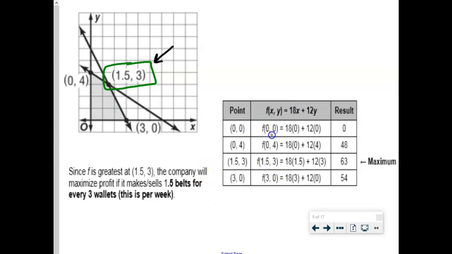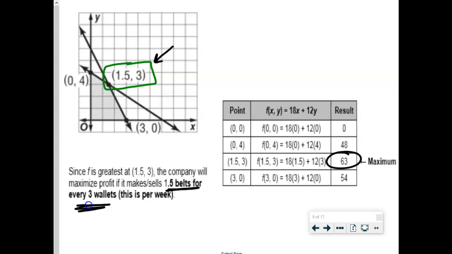Either way, they did the work for you. They found your 4 vertices, they plugged them into the profit function, the optimization, or the objective function, and they found the results, and they said, boom, there you go. Your maximum profit is 63 if you were to create 1.5 belts for every 3 wallets. Okay. So I don't necessarily know that that means we are going to make exactly 1.5 belts, because you can't, and exactly 3 wallets. I think they're just saying that's the ratio at which you produce them.